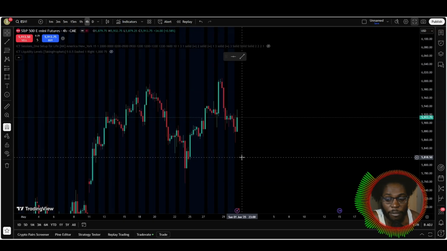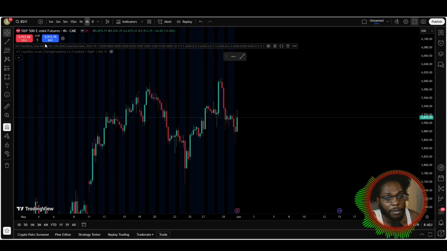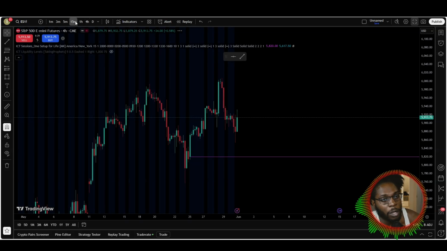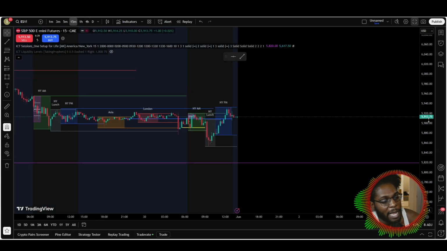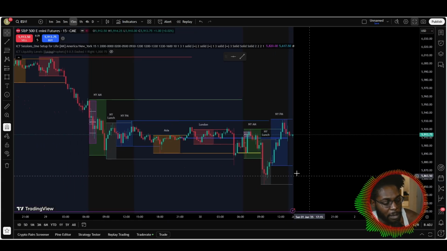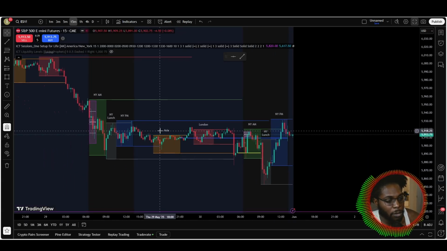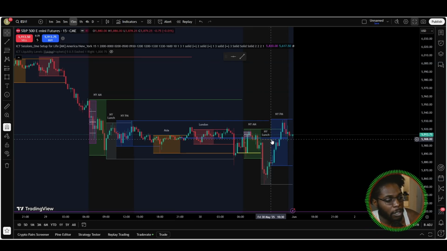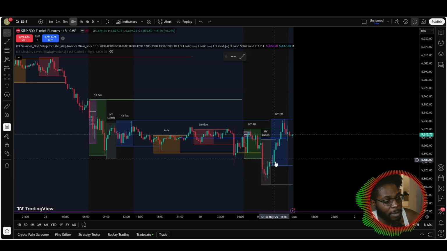Like I told y'all before in other videos, I do have this indicator right here, the ICT Sessions one, setup for life. That's my go-to when I'm wanting to look out for high areas of liquidity. So as you can see with the indicator on, it's going to map out all the session highs and lows. So we got the Asian high and low, London high and low, New York AM high and low, the lunch high and low, and then the PM high and low.